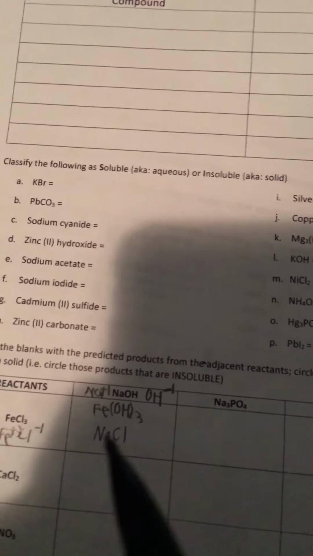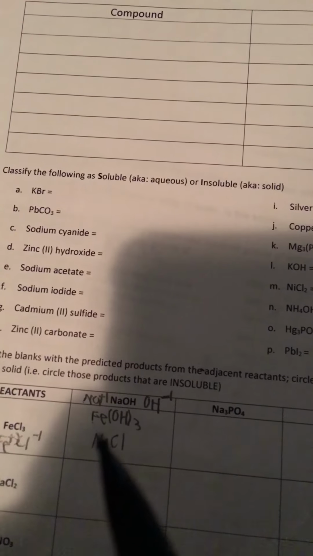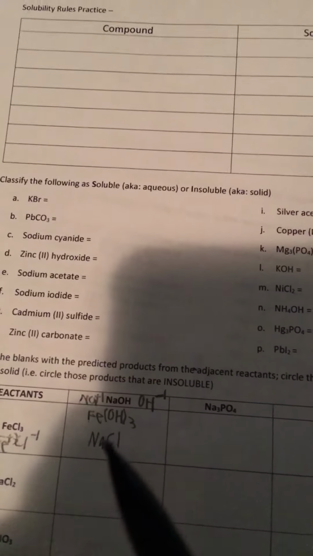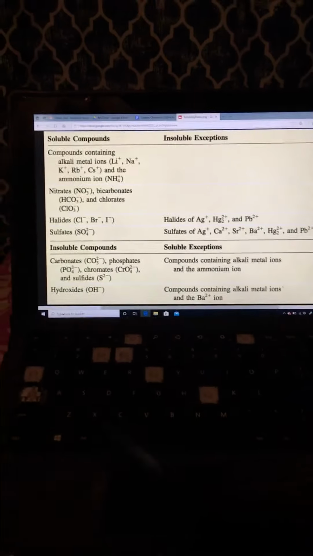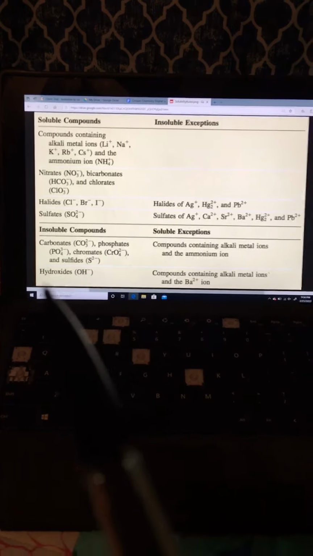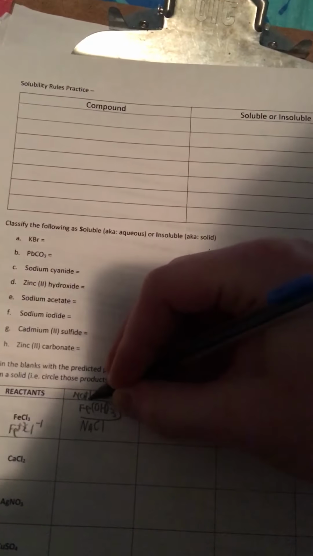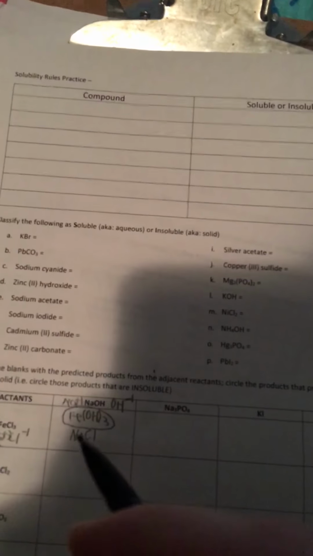Is iron either of those? Is iron an alkali metal? Is iron in group 1? No, it's not. Iron is not in group 1, nor is it Ba2+. So since this one has a hydroxide, we know that this is going to be an insoluble compound. So I'm going to come down here and I'm just going to circle it. What about NaCl? Let's look at this one now.